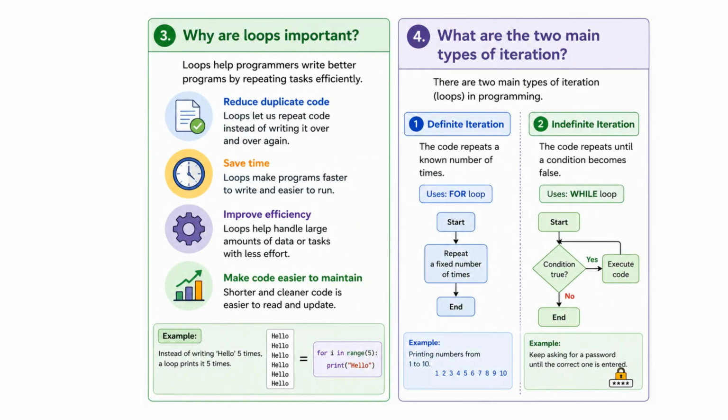Indefinite iteration. The second type is indefinite iteration. Here, the program does not know in advance how many times the loop will run. Instead, it keeps repeating until a condition becomes false. The most common example is a while loop. Imagine a program asking the user to enter a password. If the password is incorrect, the program asks again. This continues until the correct password is entered. Once the condition is no longer true, the loop ends.